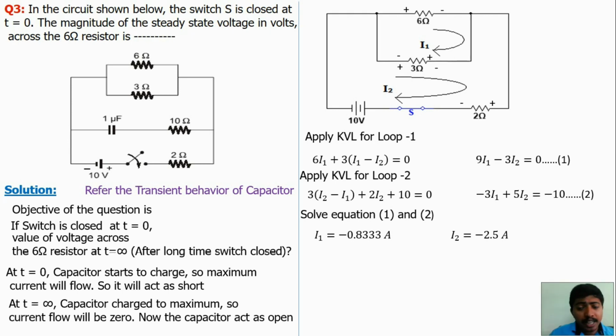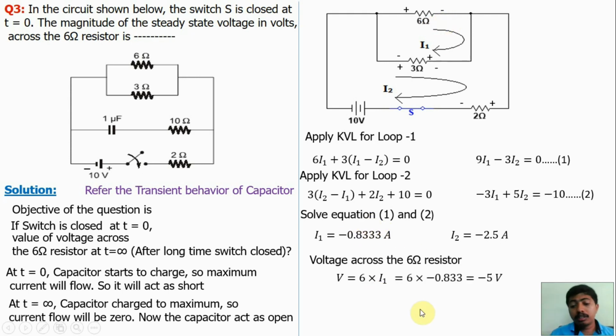But we need the voltage across the 6 ohm resistor. We know the current flow through the 6 ohm resistor, so from that we can find the voltage across it. Voltage across the 6 ohm resistor is V equal to 6 into I1. We know the I1 value. Substitute this I1 value here. We will get V equal to minus 5 volts. This is the voltage across the 6 ohm resistor at steady state, after a long time of the switch closed.